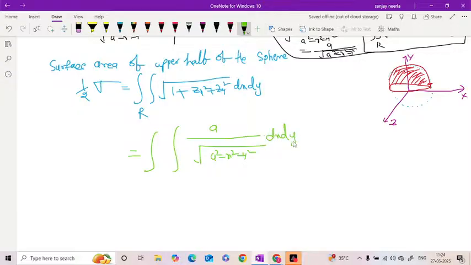Now I am asking a question: what are the x limits or what are the y limits? Here again we have two options. You can fix the x limits or the y limits, but here I am fixing the x limits. What are the x limits?